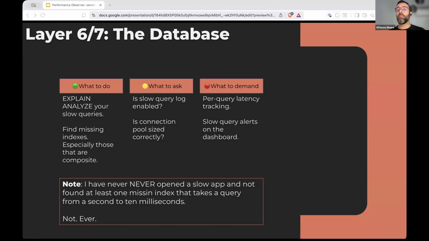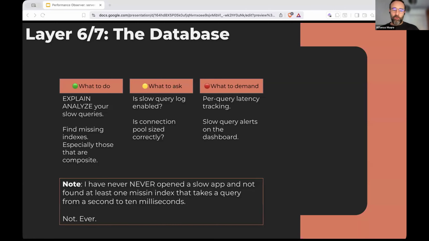Second, ask, are you logging your slow queries? If not, you have to do it now. After seeing this video, you have to enable that. And third, what to demand? Ask for a per query latency tracking. This is also normally included with the APM tool, but if you have a provider that doesn't let you install this type of information, maybe it's a good time to do that or to change the provider.